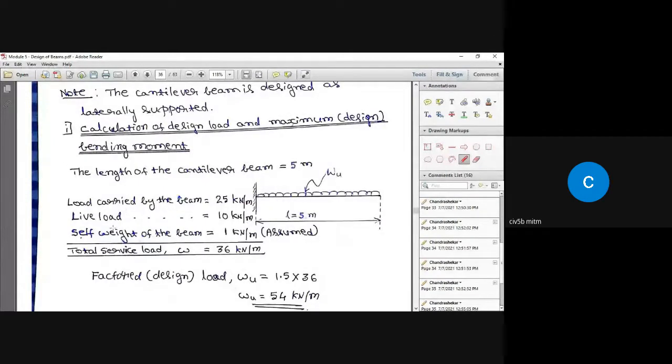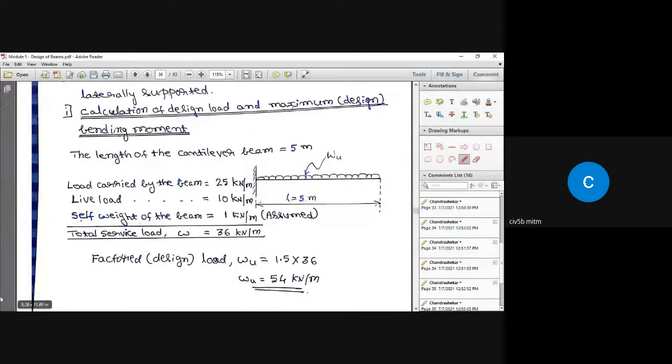Okay. So coming to the first step, that is calculation of design load and maximum or design bending moment. Let us calculate the load. The load carried by the beam is 25 kilonewton per meter, which is given already, and live load equal to 10 kilonewton per meter, again given. The self weight of the beam is actually not given. So what we can do is take 25 and 10, add those, and find out the required section modulus. Once the section is selected, we will know exactly the weight of the section. Then we can go back and revise it.